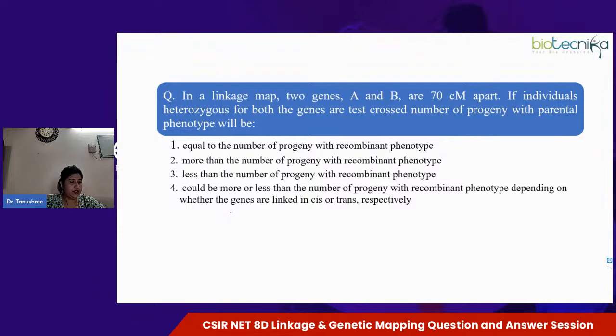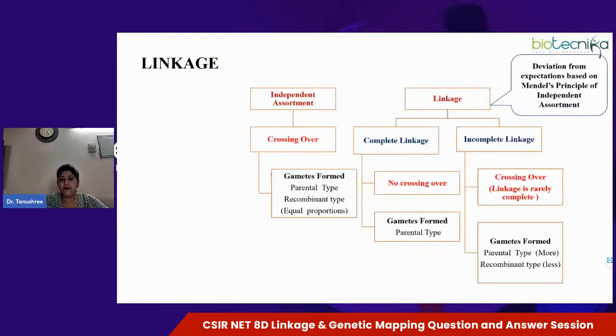Okay, Santi, you are saying option 1, Sunshine, option 4. So basically, I would like to make you all recall about linkage. I have made this flowchart specifically for you all for quick revision and for quick recall.